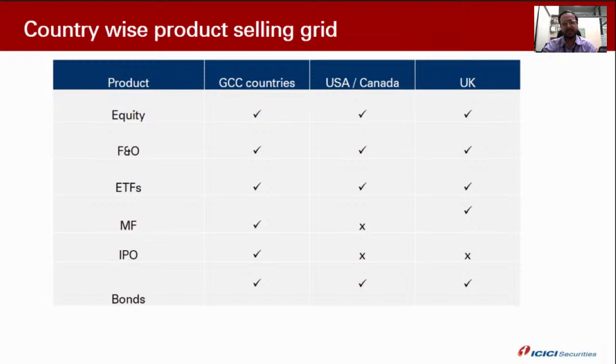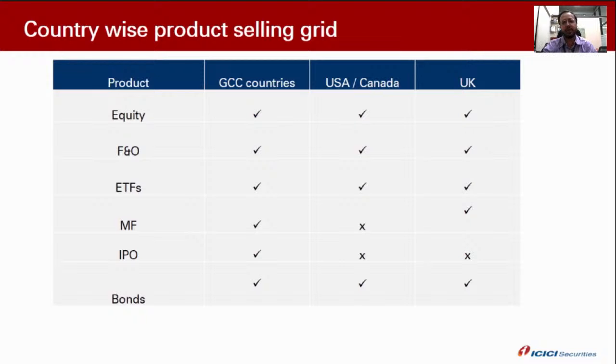For US, if you can see the middle row column for US and Canada customers, except MF and IPOs, all other products are actually enabled for investments. The reason why MF and IPO are disabled is because of the regulations in US and Canada, controlled by the SEC and other regulatory bodies, which is why we are not able to offer mutual funds and IPOs through an online platform, right? However, if you happen to be in India, then you can absolutely physically do investments in mutual funds and IPOs.